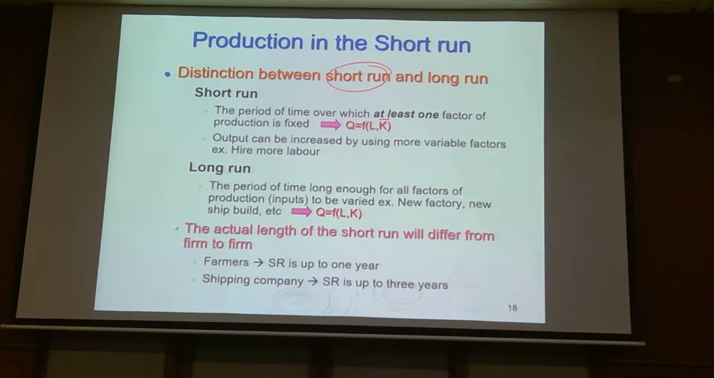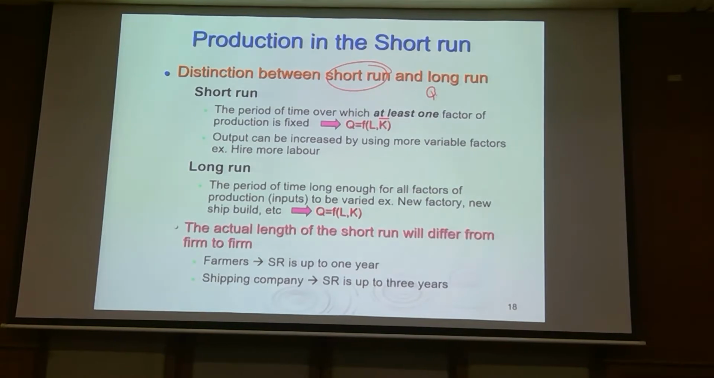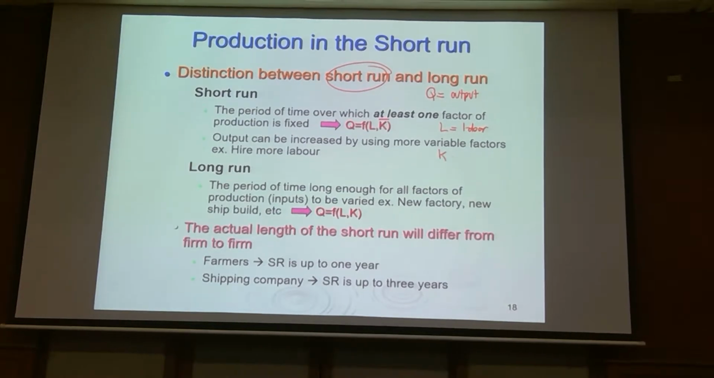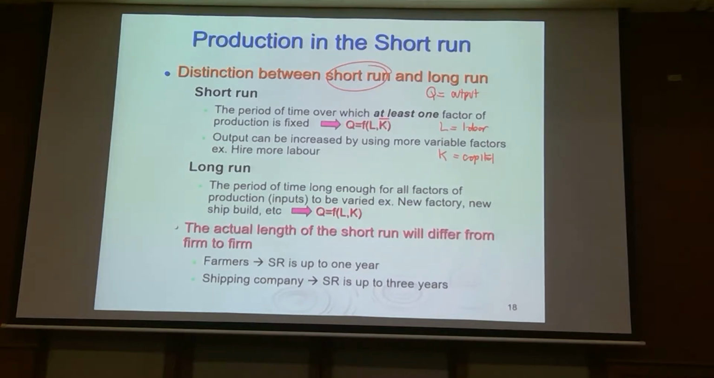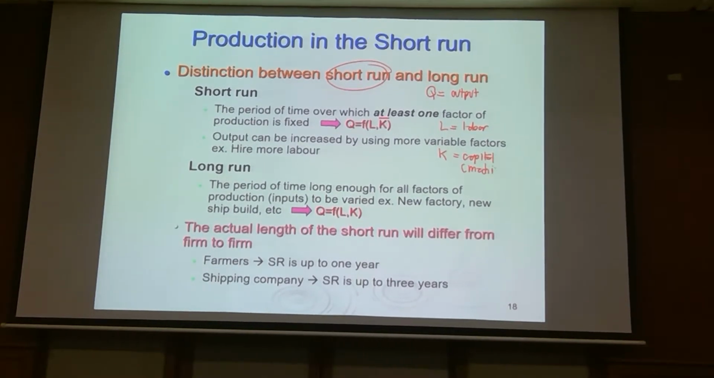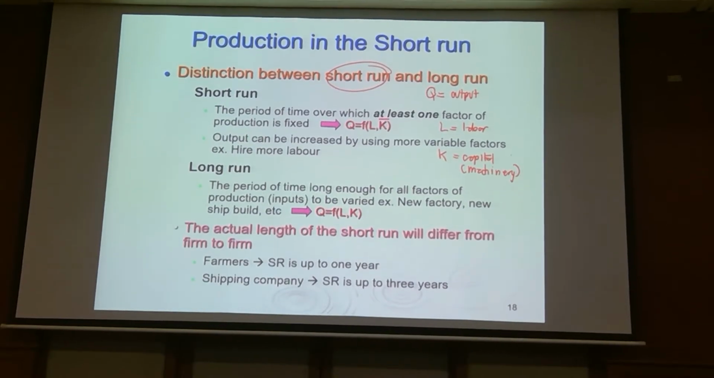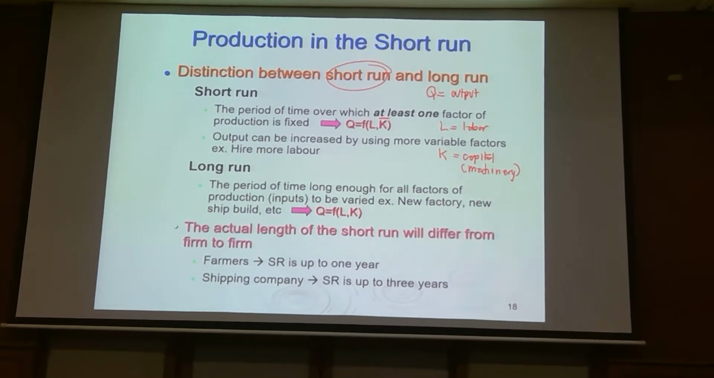Suppose we simplify our analysis a bit, right? Q is the output that we produce. Suppose in order to produce the output, we can use two factors of production. L stands for, for example, labor. K stands for capital, the machinery, for example. The capital or the machine here. If we use it in the production process, we can say just the machine here.